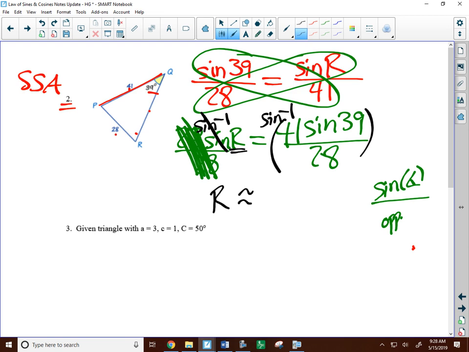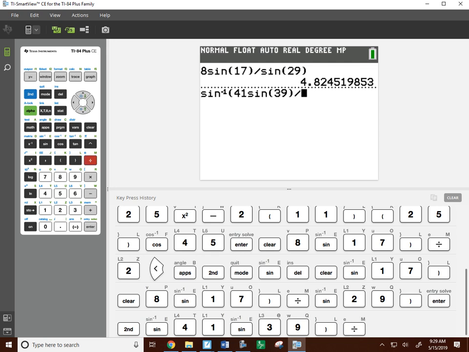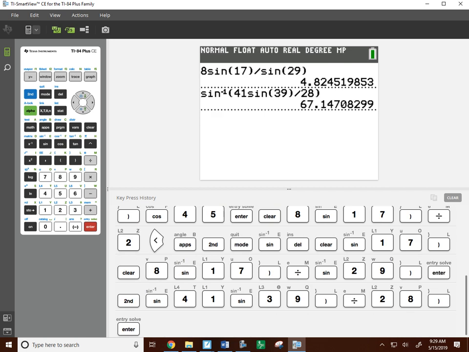You're doing the inverse because you're trying to get an angle? Yes. So I do second sine to get sine inverse, then open parenthesis, 41 sine 39. I got an error. Then close the parenthesis there and divide by 28. You can also have done a fraction inside the sine inverse. 67.14. Yeah, that's good.